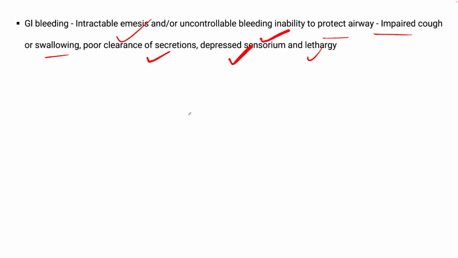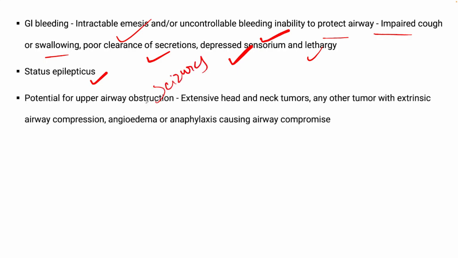Rare NIV contraindications. Next is status epilepticus, where the person will have seizures. And potential for upper airway obstruction, where there are extensive head or neck tumors or any tumors with airway compression, or angioedema, that is a painless swelling under the skin, or anaphylaxis causing airway compromise.